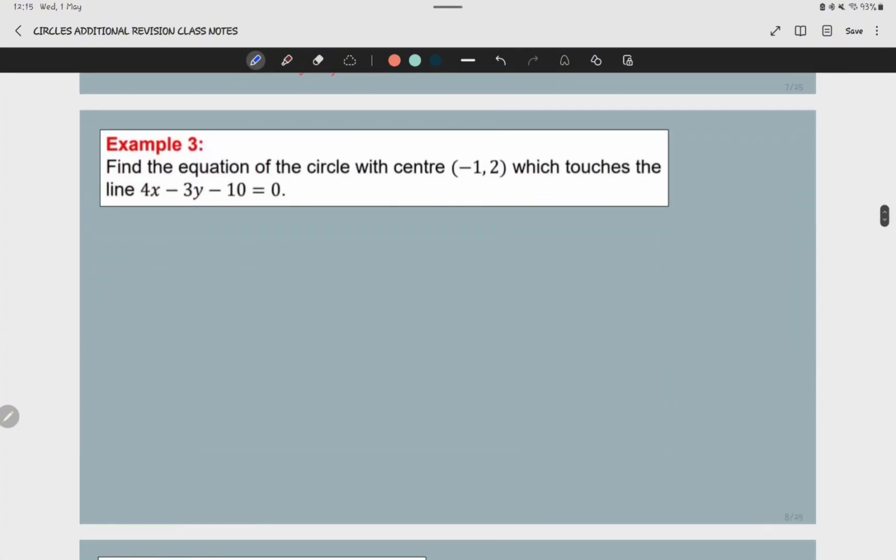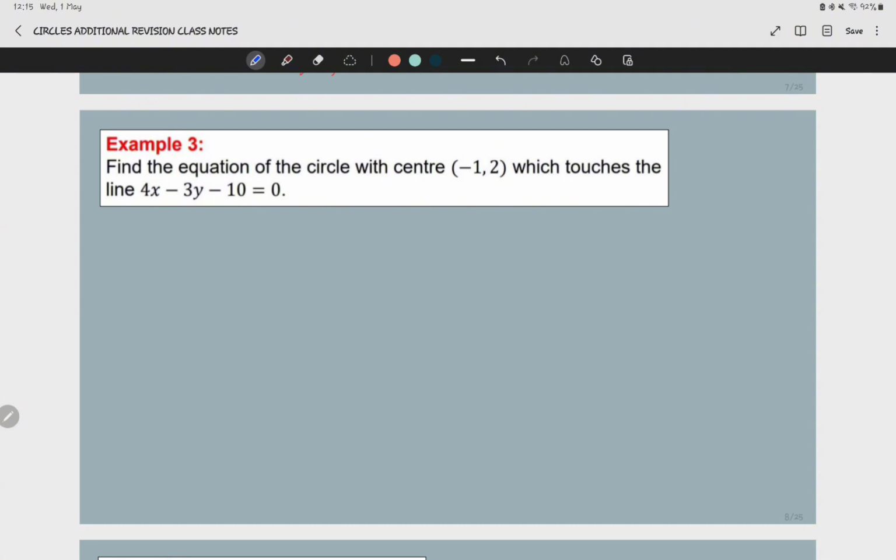Okay, let's look at example 3. Oh, example 3 is difficult. Find the equation of the circle with center negative 1, 2, which touches the line 4x minus 3y minus 10 equals 0. This is the question that I mentioned. They didn't give you the radius. They didn't give you the equation of the circle. They only gave you the center. And they mentioned that the circle touches the line.